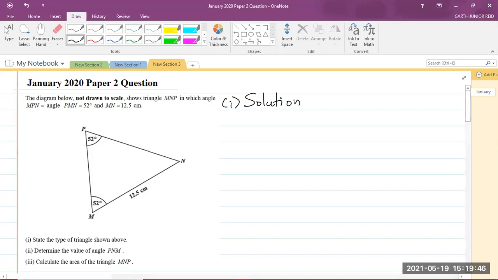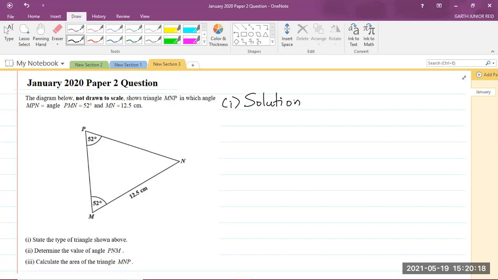Now what type of triangle is this? As you can see, it told us that angle MPN is equal to angle PMN. Both of those are equal to 52 degrees. Now, what does that tell you? Immediately, you should recognize that this is an isosceles triangle. It is an isosceles triangle.